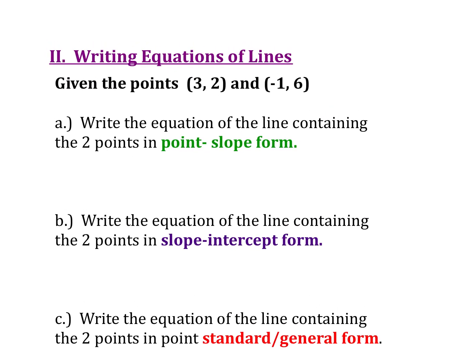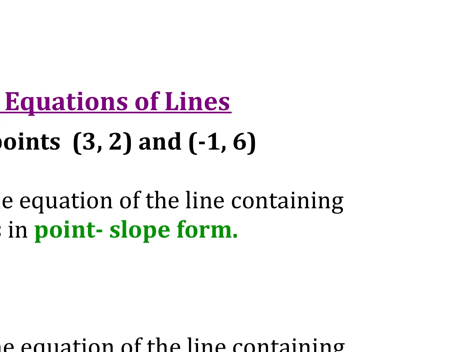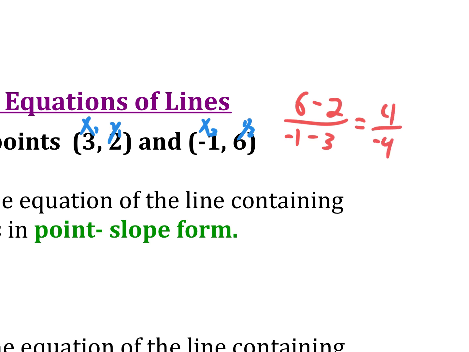We're given the points (3, 2) and (-1, 6). Anytime you're given 2 points, I would strongly advise starting off by finding the slope. We have 2 points, x1, y1 and x2, y2. Let's calculate the slope: y2 minus y1, 6 minus 2, over x2 minus x1, -1 minus 3. Simplify this out. 6 minus 2 is 4, -1 minus 3 is -4. That reduces down to -1. There's my slope.